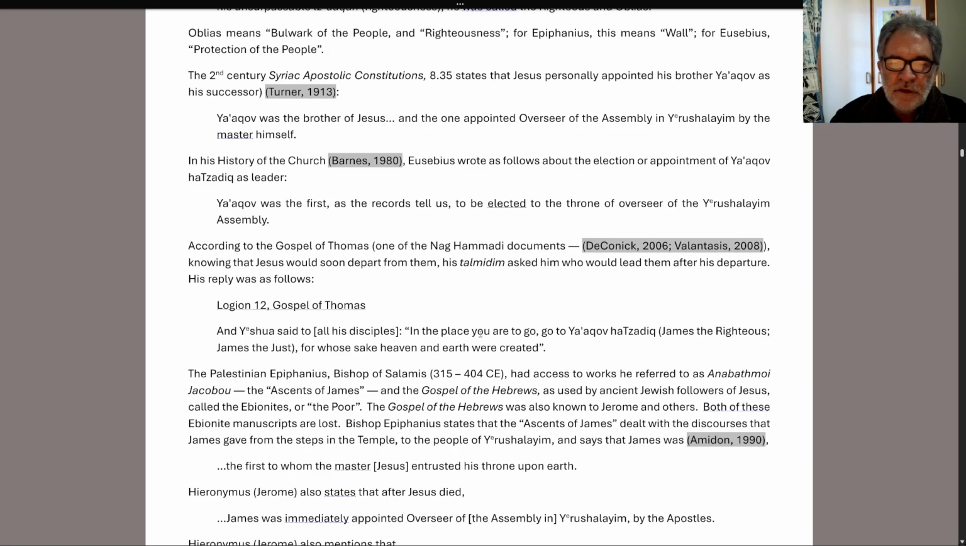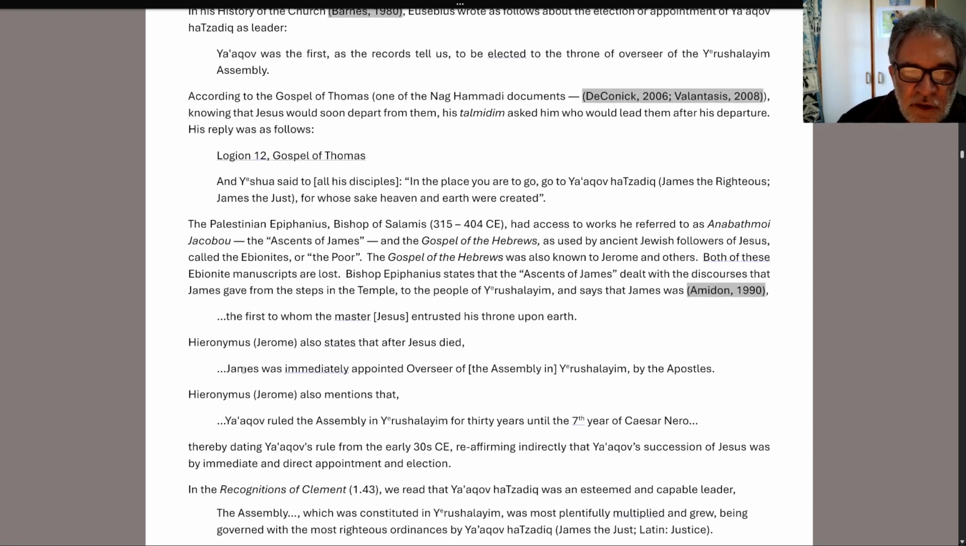Hieronymus Jerome also states that after Jesus died, James was immediately appointed overseer of the assembly in Jerusalem by the apostles. Jerome also mentioned that Yaakov ruled the assembly in Jerusalem for 30 years, until the 7th year of Caesar Nero, thereby dating Yaakov's rule from the early 30s, reaffirming indirectly that Yaakov's succession of Jesus was by immediate and direct appointment, as well as election.